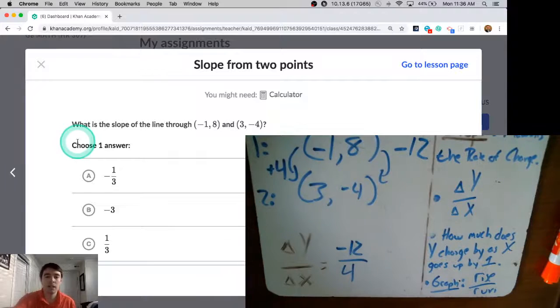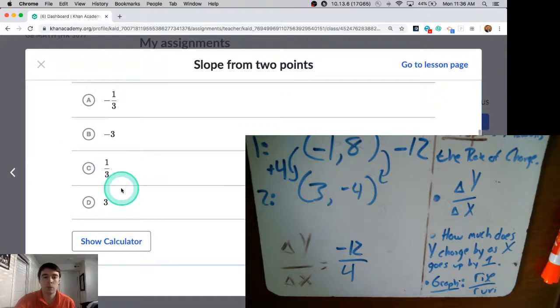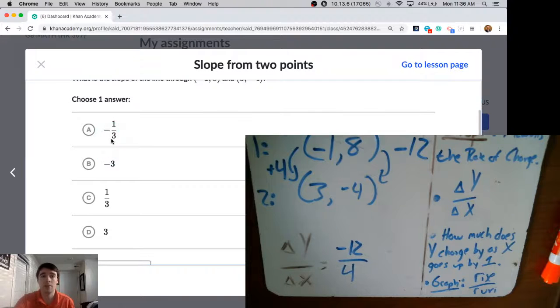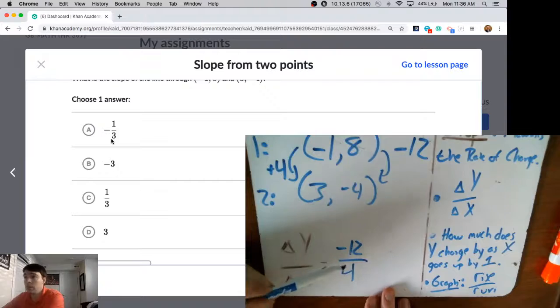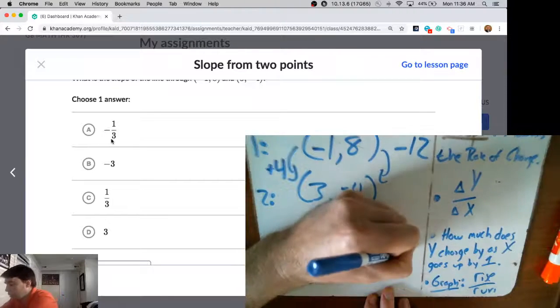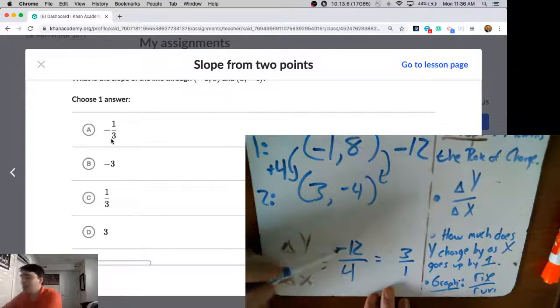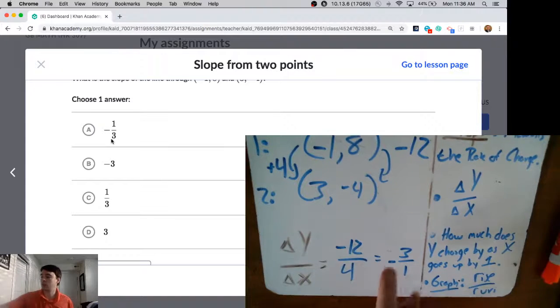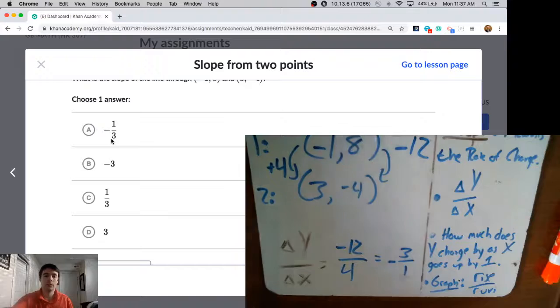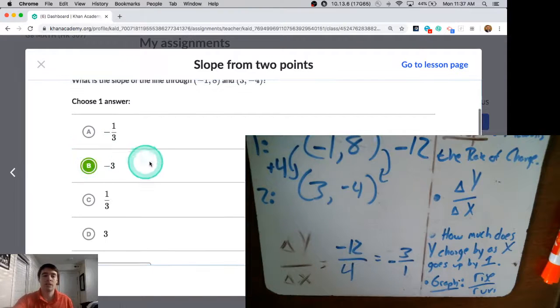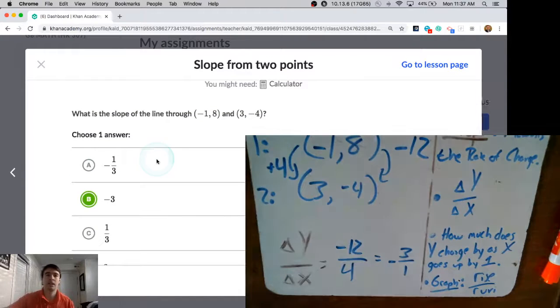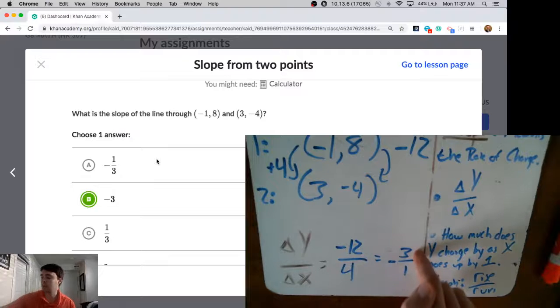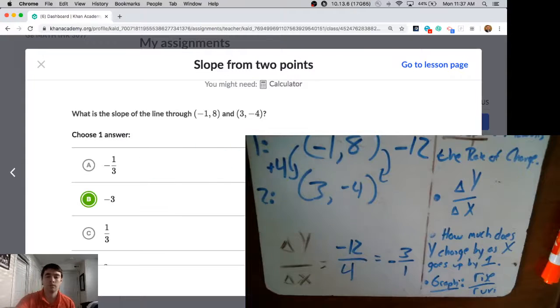I look at my answer choices, and I don't see 12 and 4 anywhere. What's important to realize is slope can often be simplified, and if it can, you need to simplify it. 12 divided by 4 divides perfectly to 3 over 1, and a negative divided by a positive always produces a negative. So our slope is negative 3 over 1, and you'll see Khan Academy just lists that slope more simply as negative 3, meaning y loses 3 every time the x gains 1.